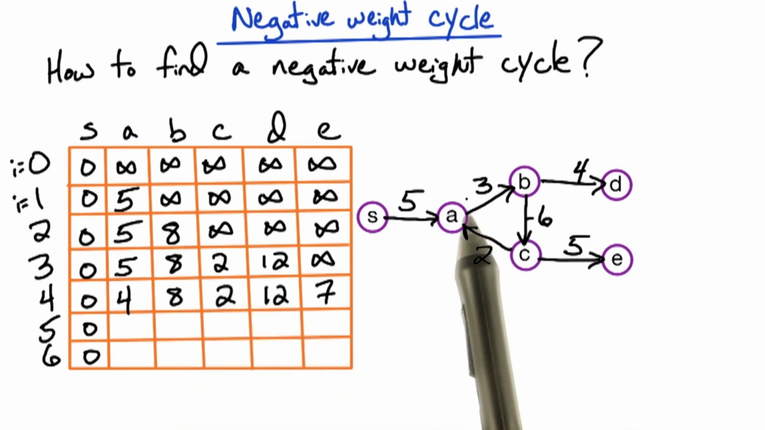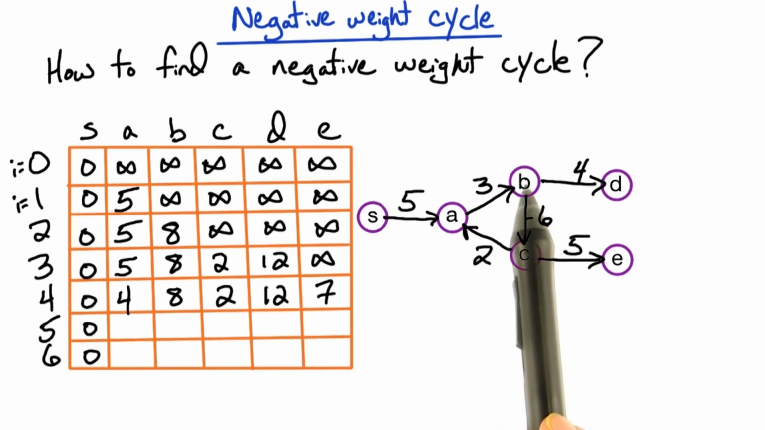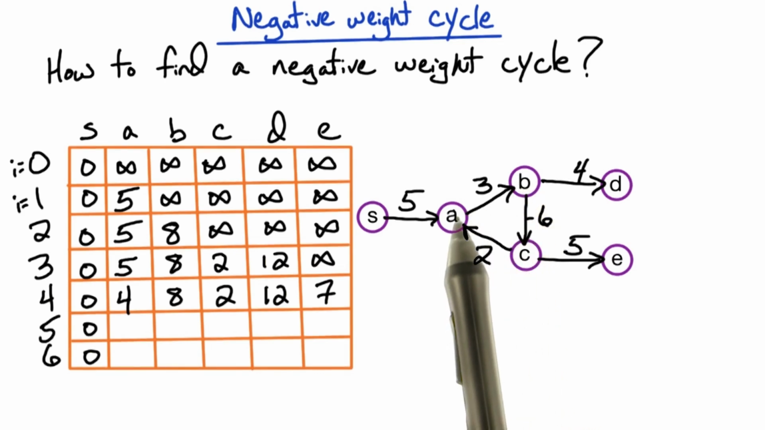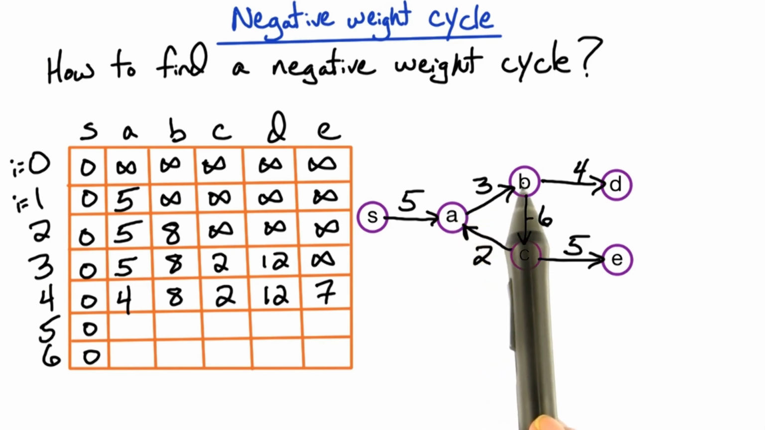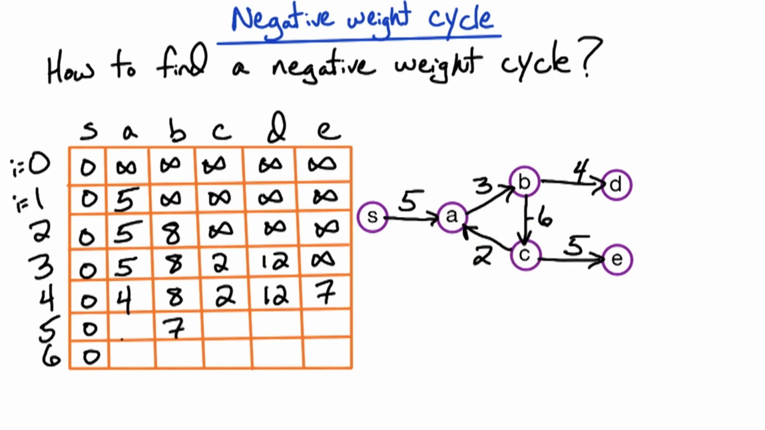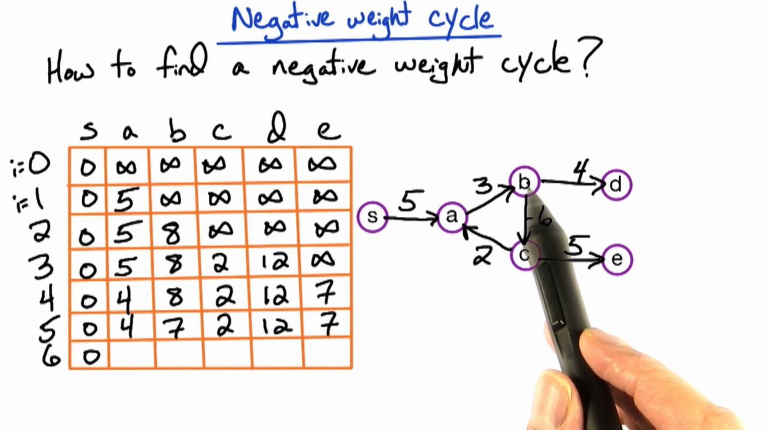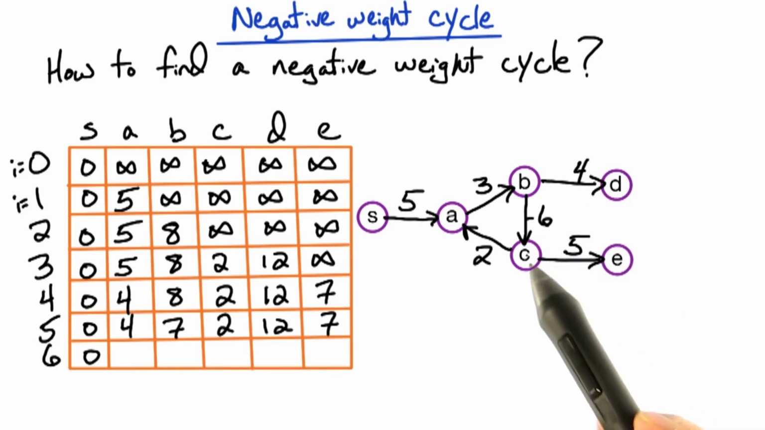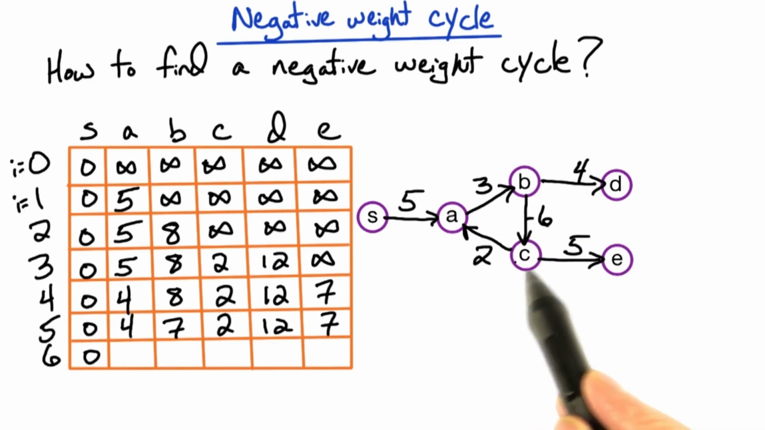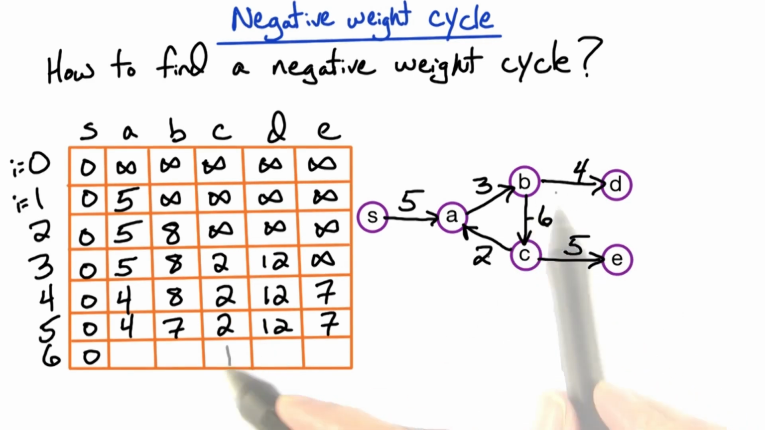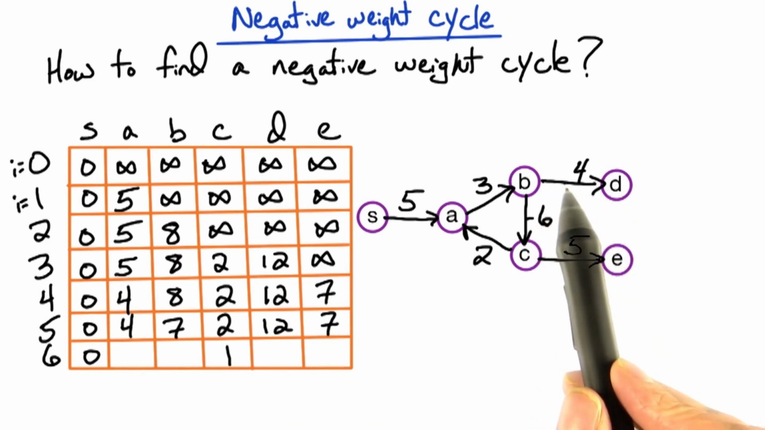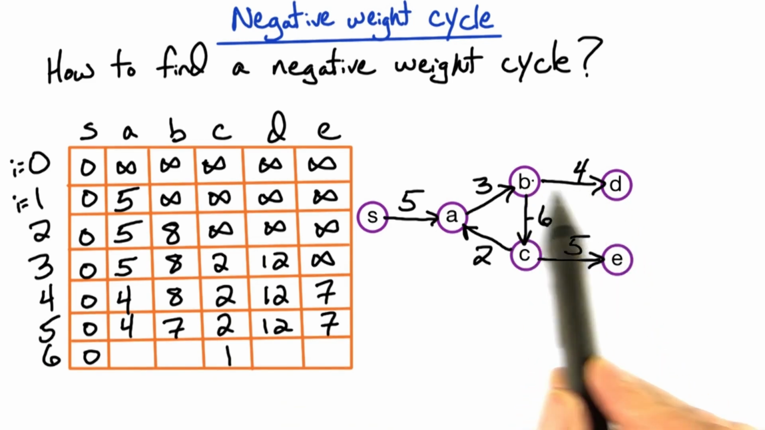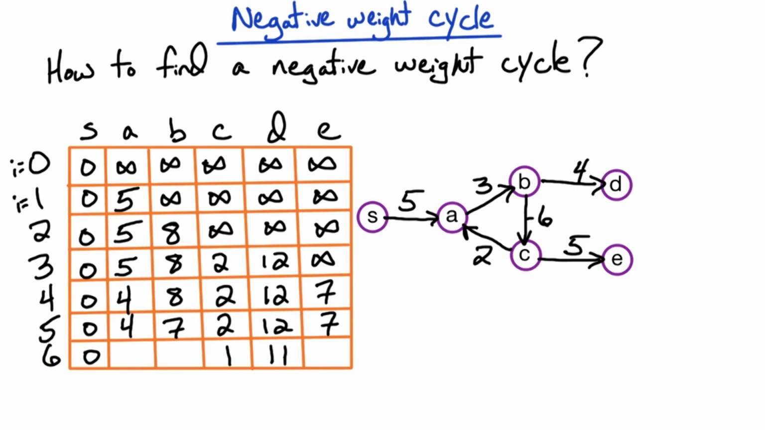Now let's continue. Notice now we can update the path length to B, because A's distance went down from 5 to 4, so now the path length to B using A goes down to 7, and the other vertices stay the same. Now, since the path length to B went down, actually we can update the path length to D and also to C. So the path length to C now goes down to 1, and the path length to D goes down to 11, 7 to B plus 4, and the other vertices stay the same.